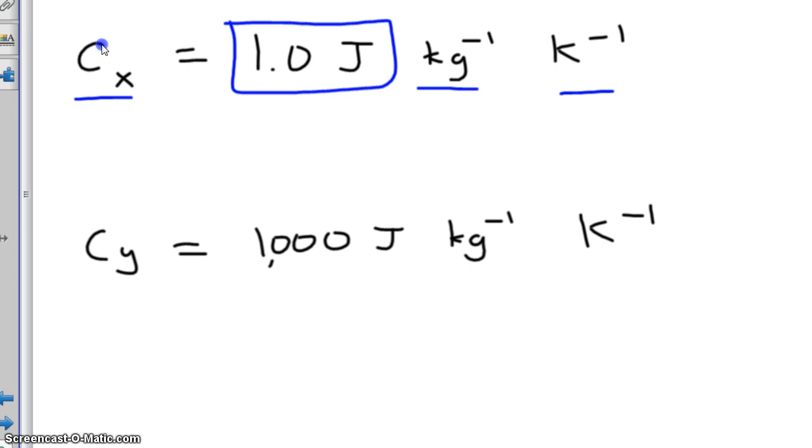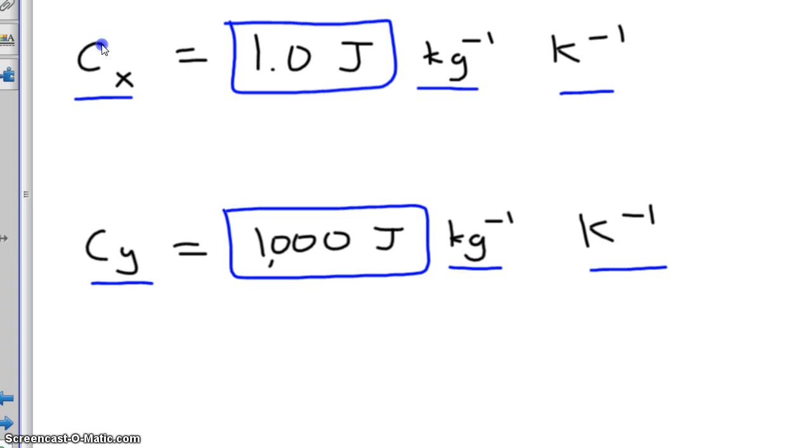The answer would be just 1 joule. That's not very much thermal energy. How much energy, thermal energy, would you have to add to make 1 kilogram of substance Y increase by 1 Kelvin? You would have to add 1,000 joules. Substance Y requires way more heat to get just a single Kelvin of temperature increase. Substance Y is less temperature sensitive to added heat, and substance X is more temperature sensitive.